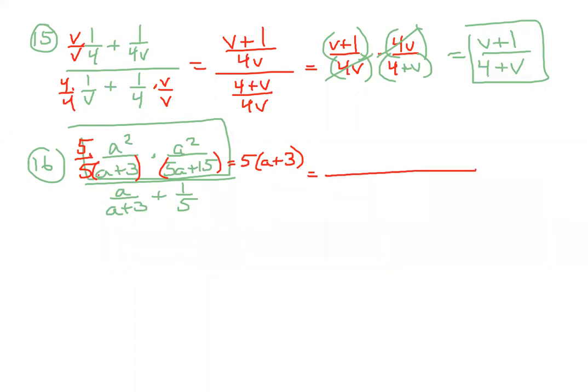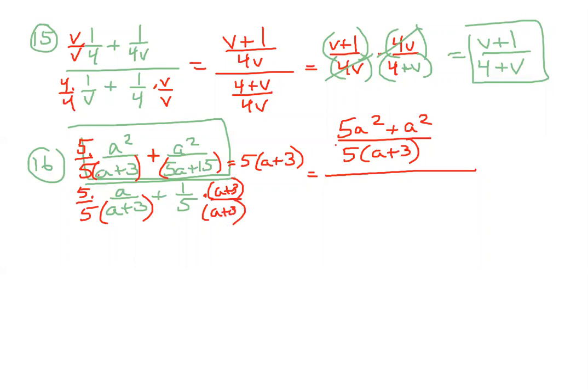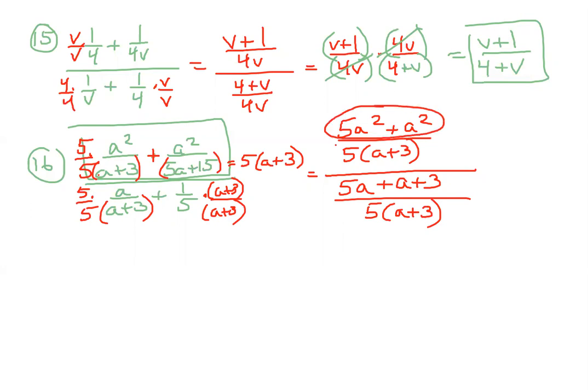So our numerator becomes 5a squared, and oh, my computer went off. This is actually a plus. So we have 5a squared plus a squared over 5 times (a plus 3). And in the denominator, we're just going to have to multiply this by 5 over 5 and this by (a plus 3) over (a plus 3). And we're left with (5a plus a plus 3) over 5 times (a plus 3). And now we're going to do our reciprocal thing. But look at this. 5a squared plus a squared is 6a squared over 5 times (a plus 3).